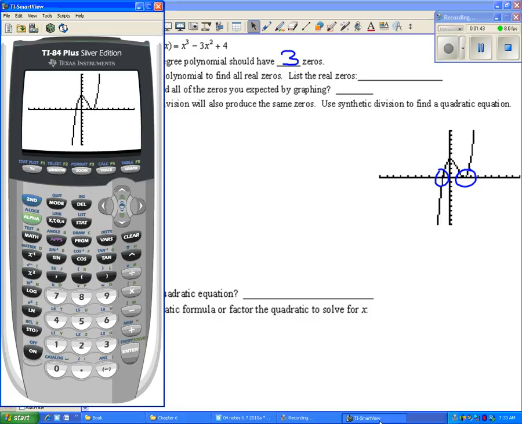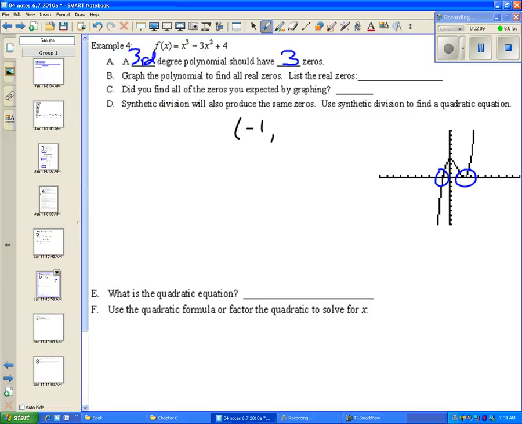So I'm going to go ahead and do intersection. I'm going to hit second trace to get the calc function. I'm doing number 5 for intersection. My first curve is the x cubed. My second curve is y equals 0. My guess, I'm going to get closer to this root over here, and get x negative 1, 0. So my first coordinate is negative 1, 0.